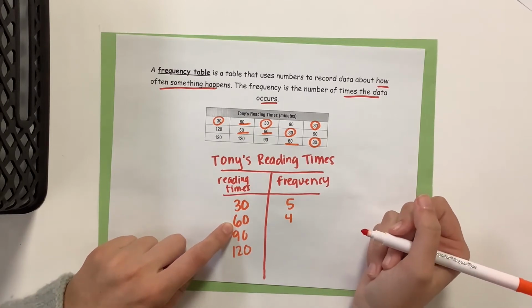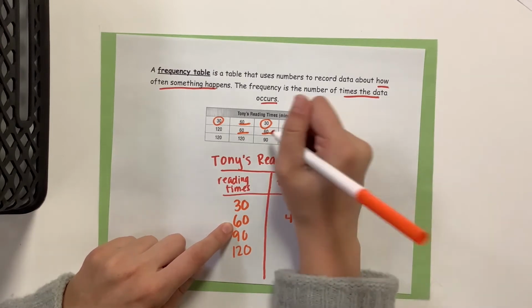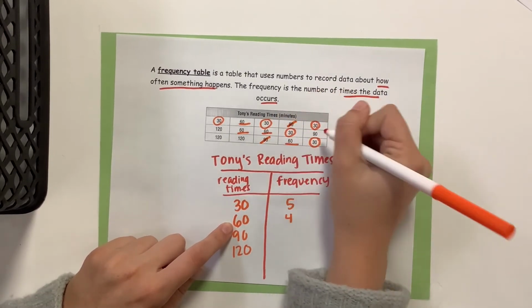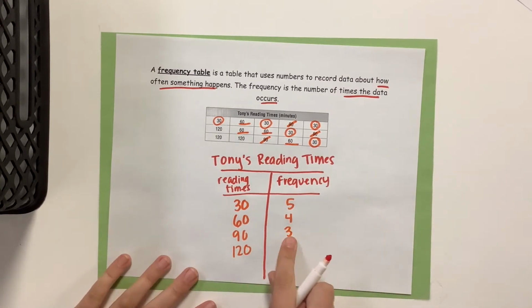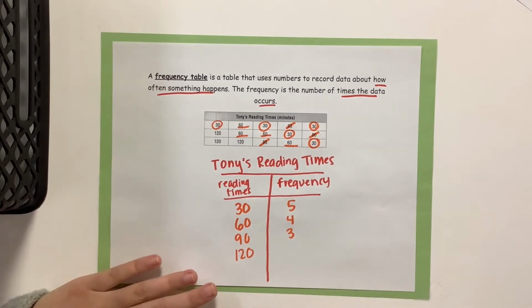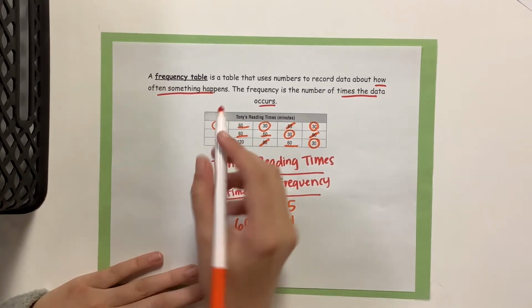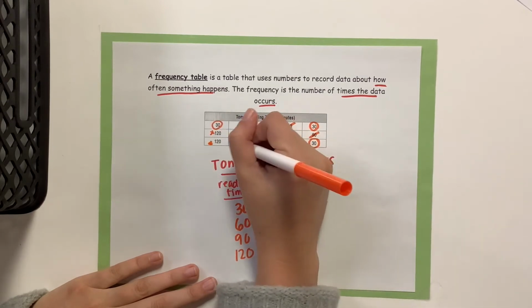Okay, how many times did he read for 90 minutes? I see 1, 2, 3. So 3 times he read 90 minutes. And how many times did he read for 120 minutes? 1, 2, 3.